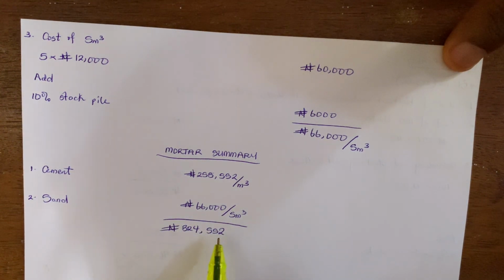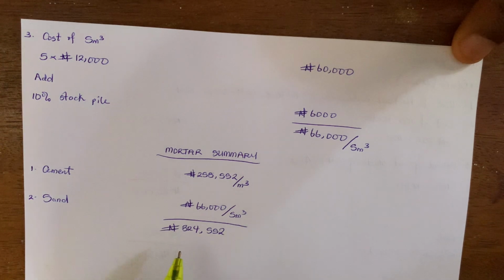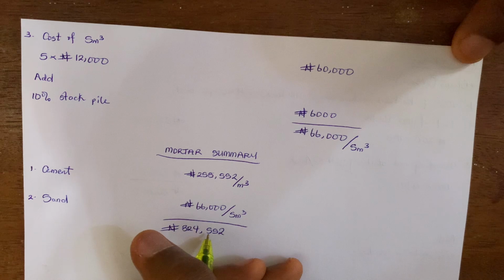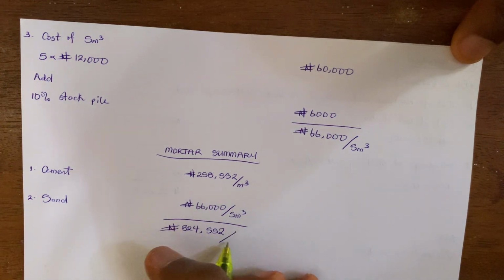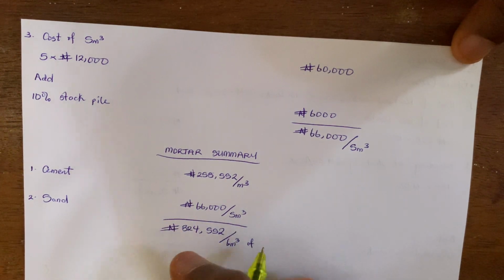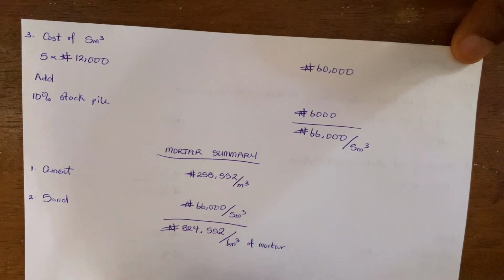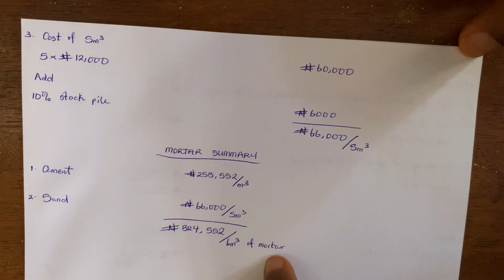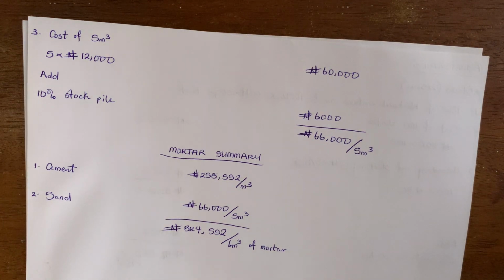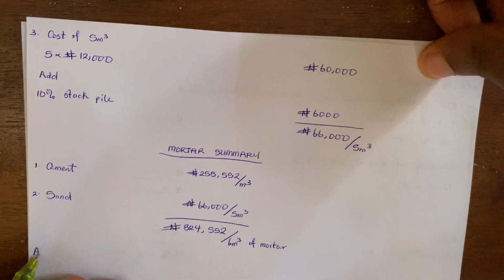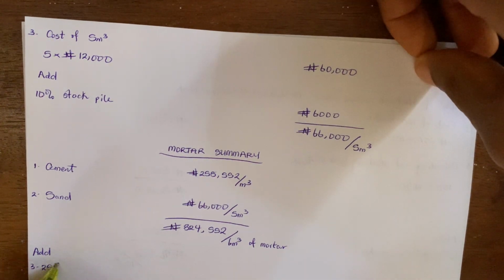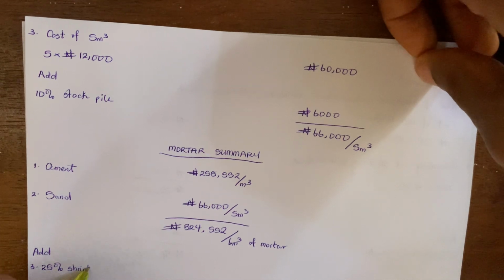So this cost now will be the cost for 6 meter cube of mortar, which is the summation of the mix ratio 1:5. So 1 plus 5 is equal to 6. So 324,552 naira for 6 meter cube of mortar. But we're not looking for 6 meter cube of mortar, we're looking for 1 meter cube of mortar. So we now have to add 25% for shrinkage.